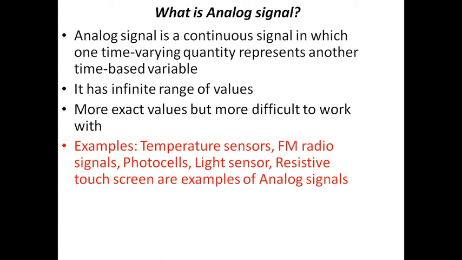So what is analog signal? Analog signal is a continuous signal in which one time varying quantity represents another time based variable, meaning it is a continuous varying signal. So it is going to have an infinite range of values. Such systems are more difficult to work with. Now examples are temperature sensors, your radio signals, light sensor, then touch screen data.